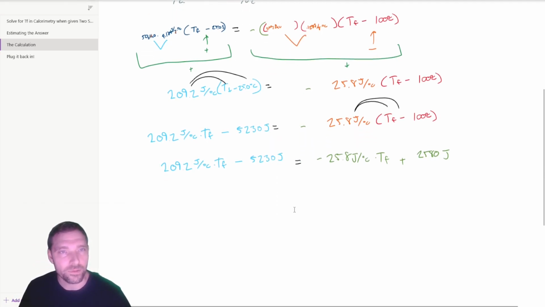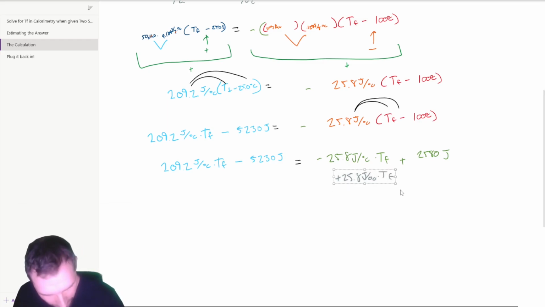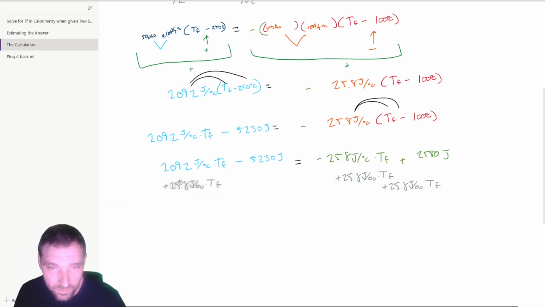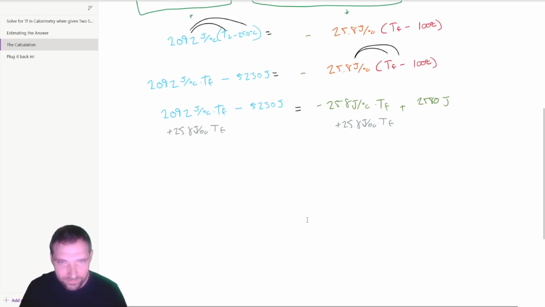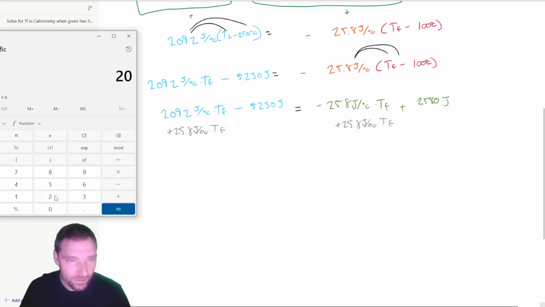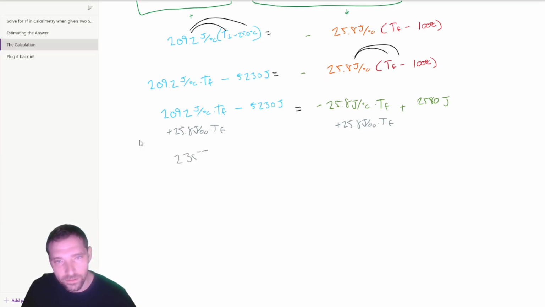So you can add to both sides the 25.8 TF and kind of go through this. I am going to go through this a little bit slower than most students would do it, but it helps you keep track of it if you're actually just having stuff you can double check, right? So we've got that 209.2. It looks like we're adding that 25.8 to it. 235 joules per degree Celsius times TF.